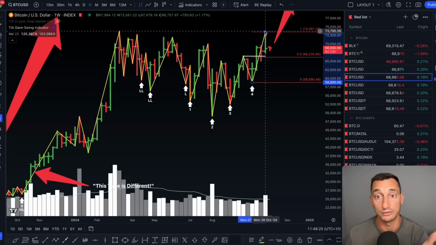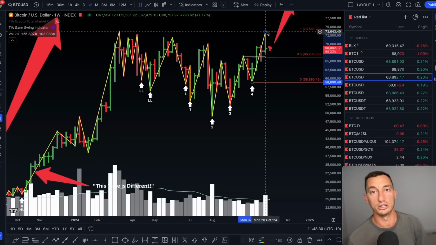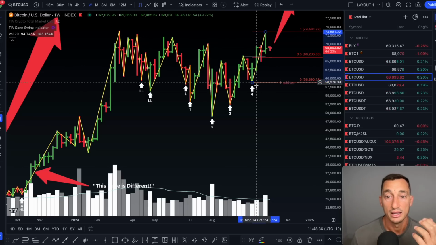Basically, all of these leveraged longs that got crazy long thinking this is it, this is the time we're all going to 80, 100K, sort of get squashed out of the market. So that's a good thing. That's what you want to see.